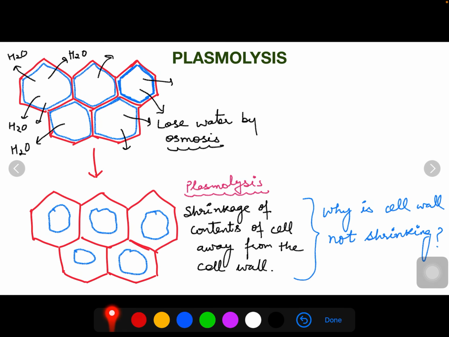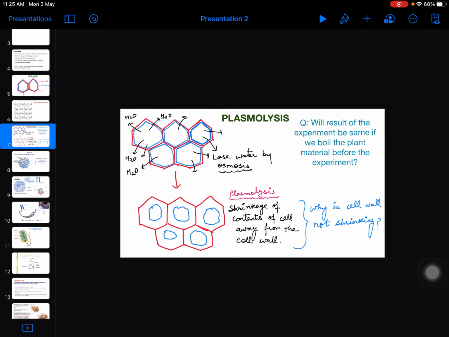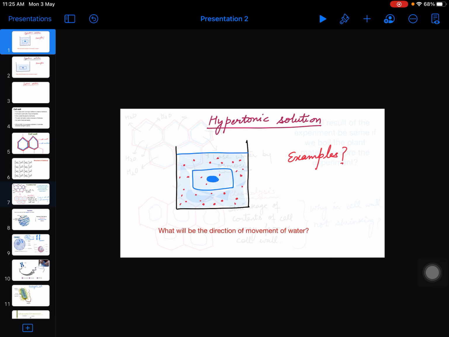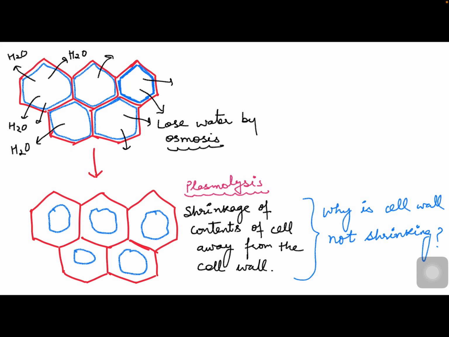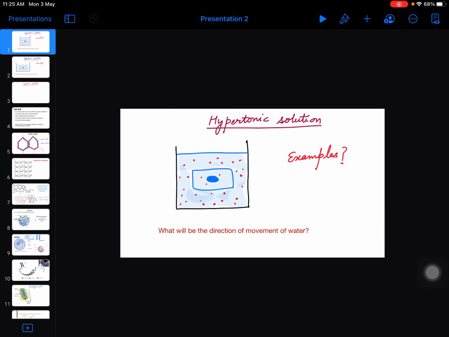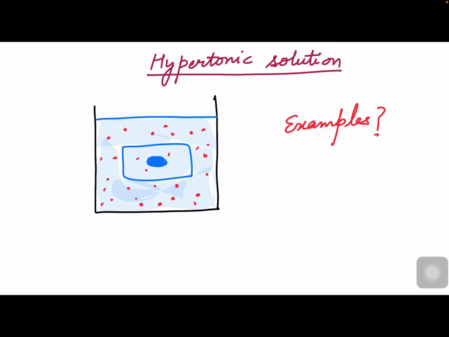Dear students, today we will talk about plasmolysis. Here you can see plant cells, outer cell wall is there and inner plasma membrane is there. And we are keeping these plant cells in hypertonic solution. We have discussed this in our previous lectures that if we keep the cells in hypertonic solution, then what happens to them?